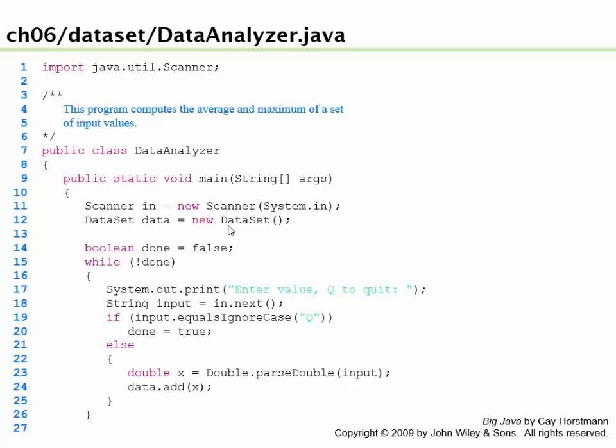So right here, right there. Valid inputs are either a double, like a number, or the letter Q, which is a string, or a character. So at this point where we read it in, we're not quite sure what it is. Is it a string or is it a number? We don't know yet. So we take that input and compare it to the letter Q. If it is Q, then we set the done flag to true.